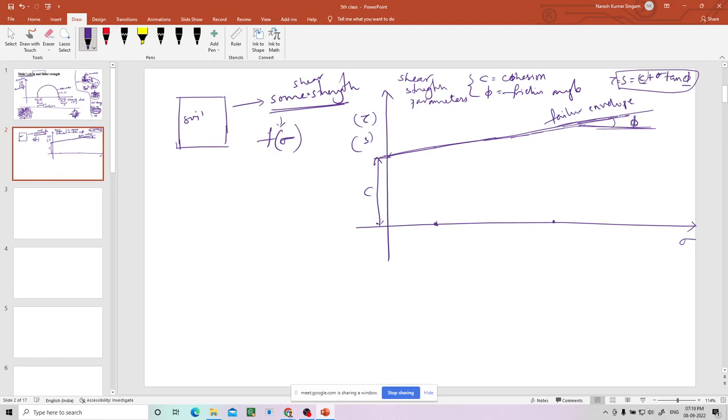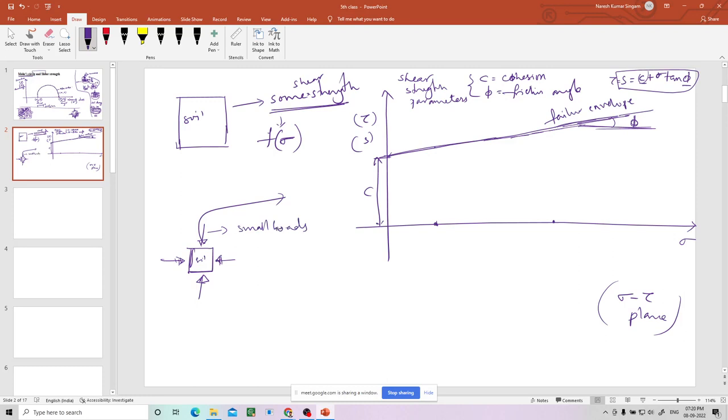Now coming to the Mohr circle, we will draw the Mohr circle in the same sigma tau plane. Suppose I am taking a random soil sample whose failure envelope is like this. Now I am applying some random loads or stresses all around the soil sample. This is the soil sample whose failure envelope is here. See, it doesn't fail when you are applying low, small loads, generally.